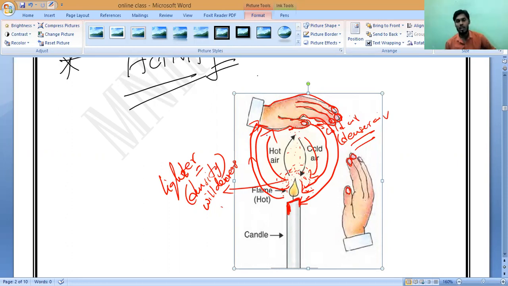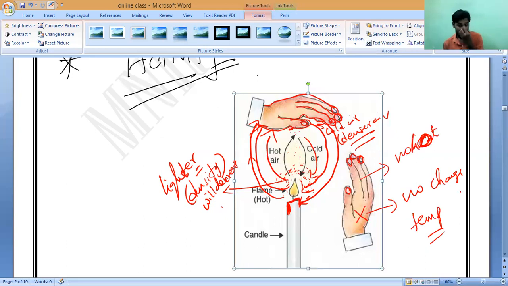So hot air is going upwards and the cold air is coming down, you can see this hand. I will never feel any change in temperature. Why is there no change in temperature? Because continuously cold air is coming downwards. Correct or not? So this hand will feel no heat energy. No heat it will feel, because on that side only the cold air is sinking down.